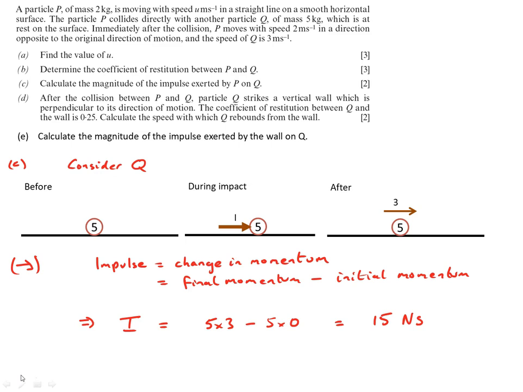Now the next part of the question tells us that after the collision of P and Q, Q strikes a vertical wall which is perpendicular to its direction of motion. We're told the coefficient of restitution between Q and the wall is 0.25, and we have to calculate the speed with which Q rebounds from the wall.